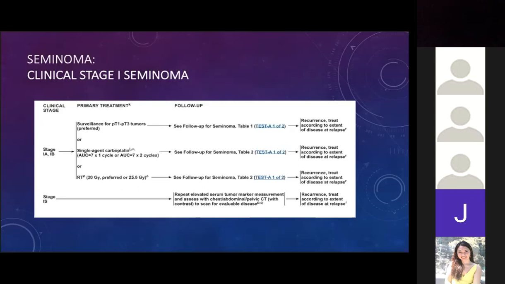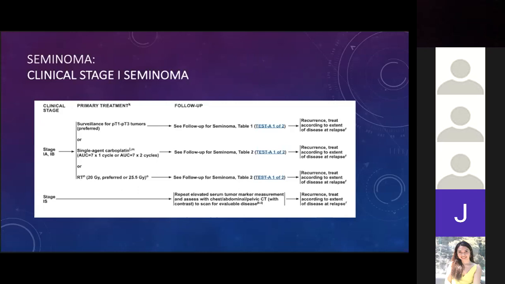To detect and treat recurrences at an early stage, patients on surveillance should be followed with a clinical assessment, chest X-ray, serum tumor markers, and CT abdominal pelvic imaging. Surveillance schedules employ assessments every 2 to 4 months in years 1 to 3, every 6 months in years 4 to 7, then annually thereafter.